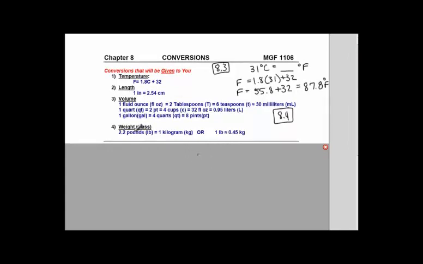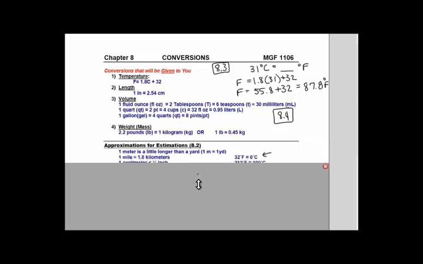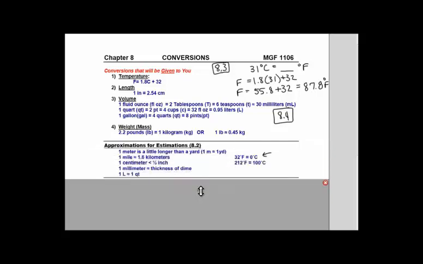You'll also be given that weight or mass. 2.2 pounds is equal to 1 kilogram. Or if I want to know what 1 pound is, it's approximately 0.45 kilograms, so about half of a kilogram. Okay, so those will be given to you. And then these are some other things that would be helpful for you. These won't be printed out for you, but these are going to be helpful for you to know.